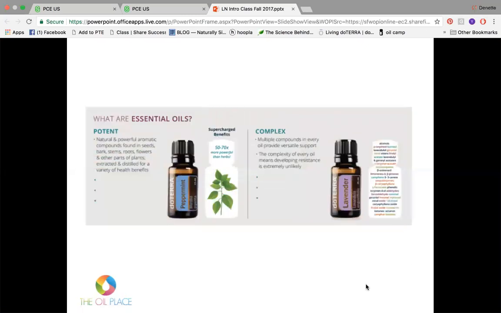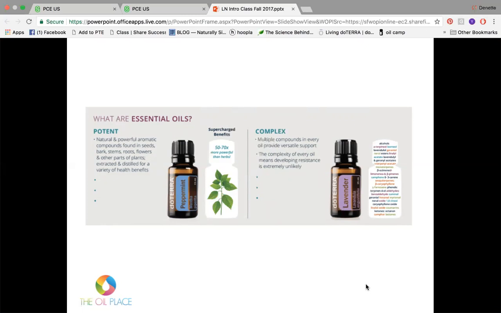So what are essential oils? Essential oils are extremely potent. They are 50 to 70% more powerful than herbs. So 1 drop of peppermint is equivalent to 28 cups of peppermint tea. So you'll notice when I pass around the peppermint oil, that 1 drop is going to go a long way.